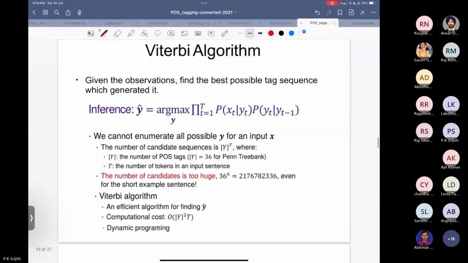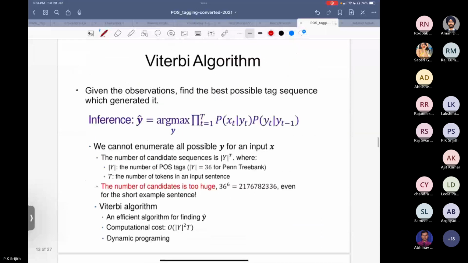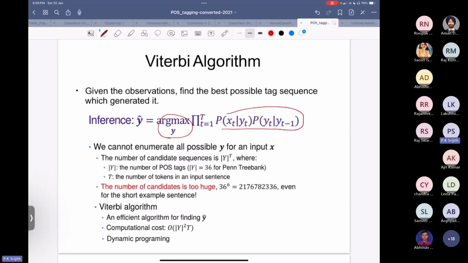So now, this is the inference. Once you learn the parameters, that is, once you learn the model, now you can perform inference. You can predict for any given x, right? And the way you predict for any given x is by doing an argmax over y, product over t equal to 1 to T, p of xt given yt into p of yt given yt minus 1, right? And now the issue is, the number of different y's that you want to consider could be very, very large.